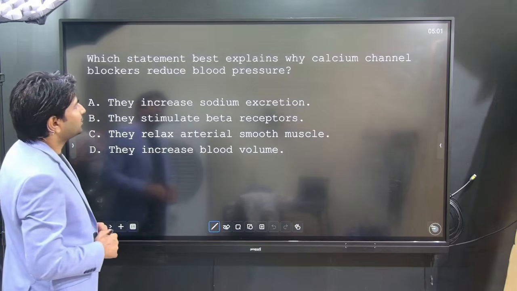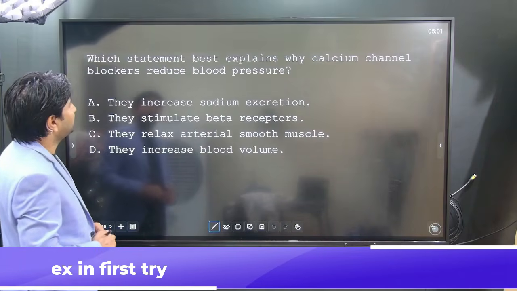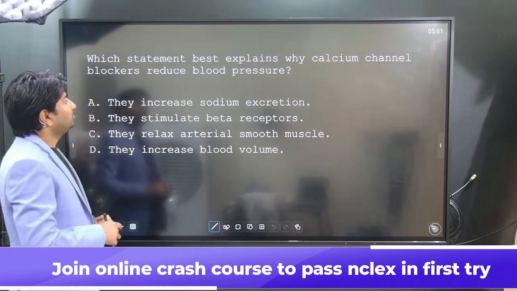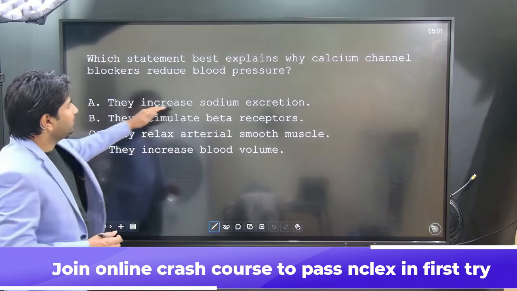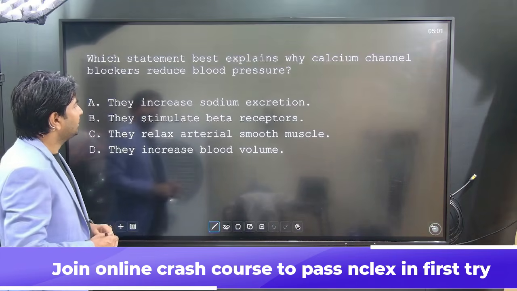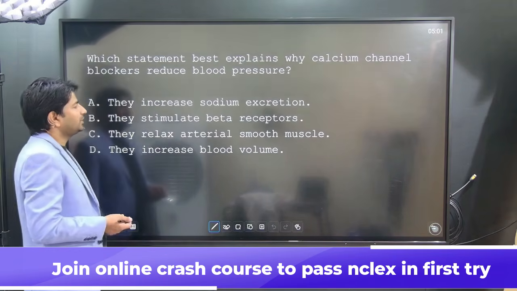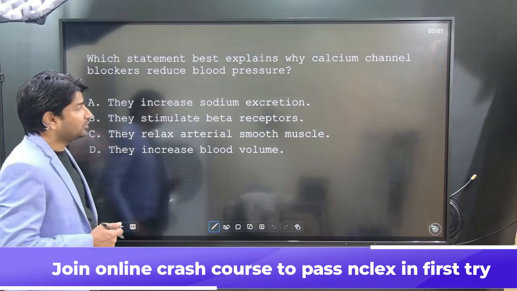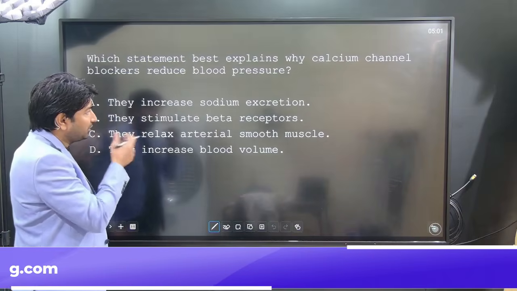Which statement best explains why calcium channel blockers reduce blood pressure? So why do calcium channel blockers reduce blood pressure? They increase sodium excretion. No, they do not increase sodium excretion. Sodium excretion is mostly done by certain types of diuretics, like loop diuretics. So with loop diuretics, sodium is excreted.